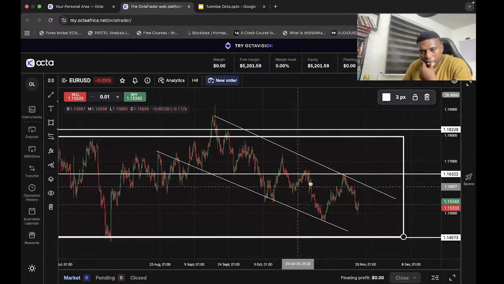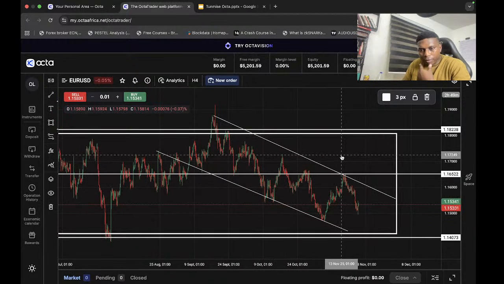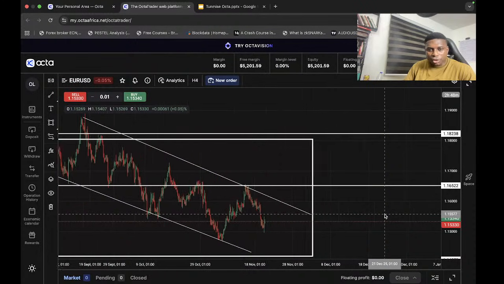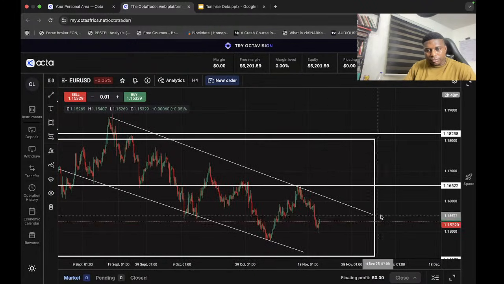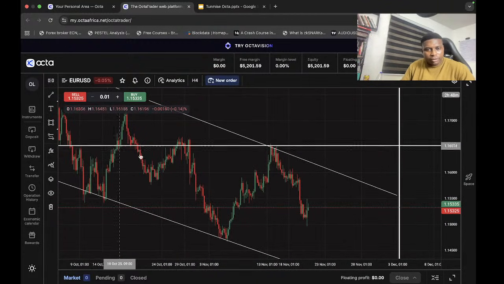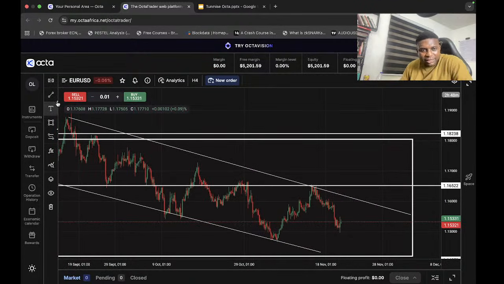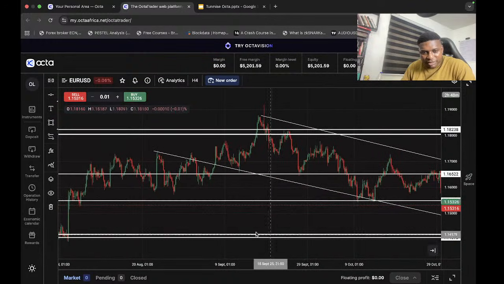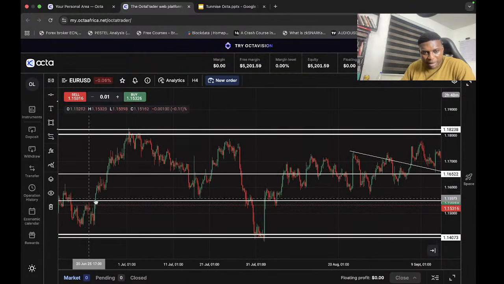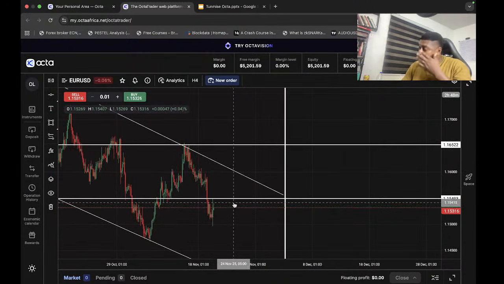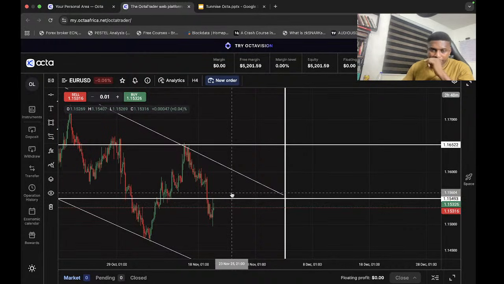So we have this. Now the question is, where is price going next? From the look of things, when we look closely, we can see that there are minor support and resistance zones here. You can see this is a minor support and resistance zone, and that's the zone where price is currently at.